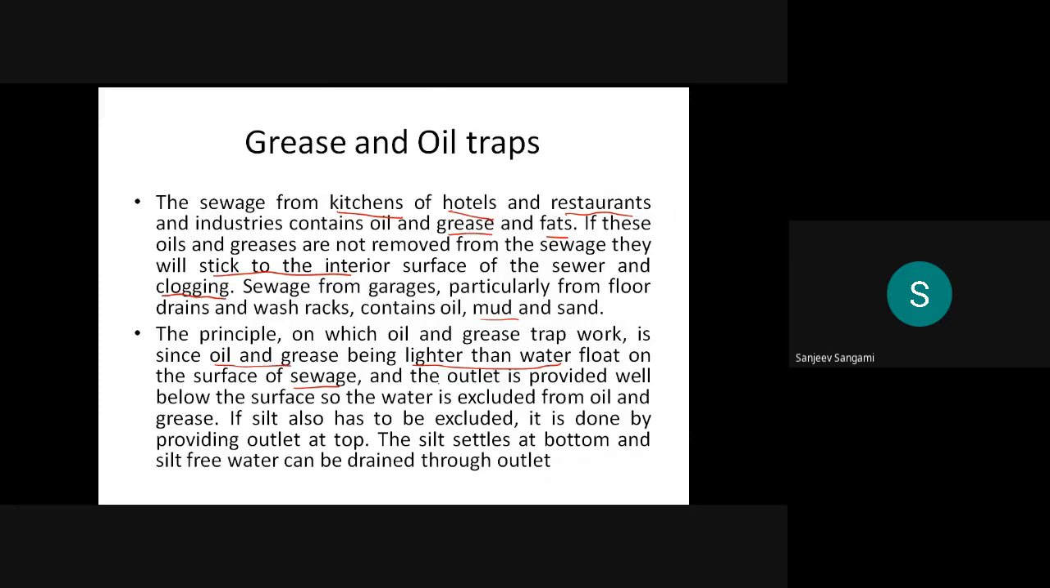The outlet is provided well below the surface so that the water is excluded from the oil and the grease. Once it is floating on the surface, it is very easy to remove the oil and grease. If silt also has to be excluded, it is done by providing the outlet at the top. We'll see that diagram, how exactly things are arranged. The silt has a tendency to settle at the bottom, and the silt free water can be drained through the outlet.